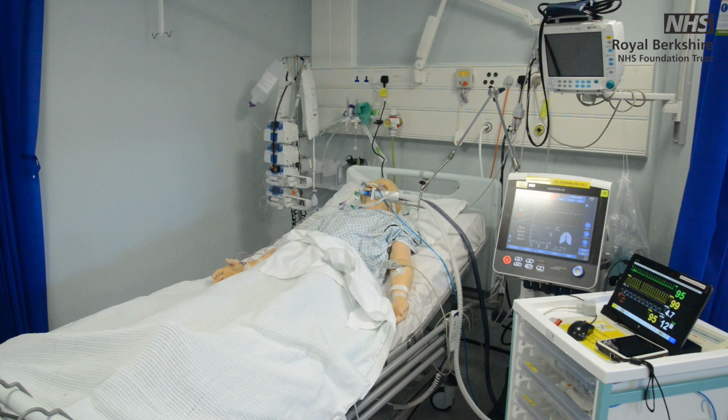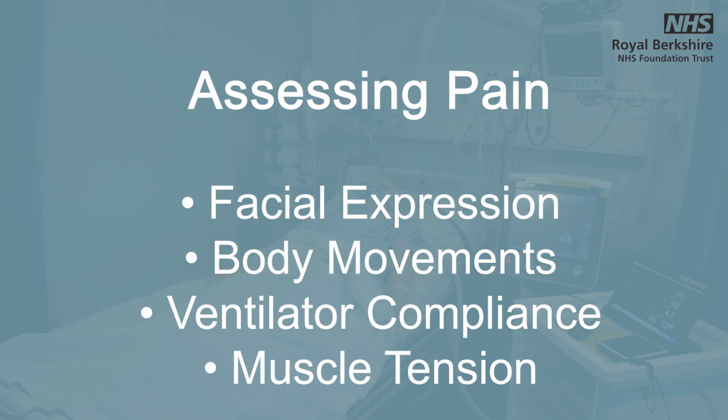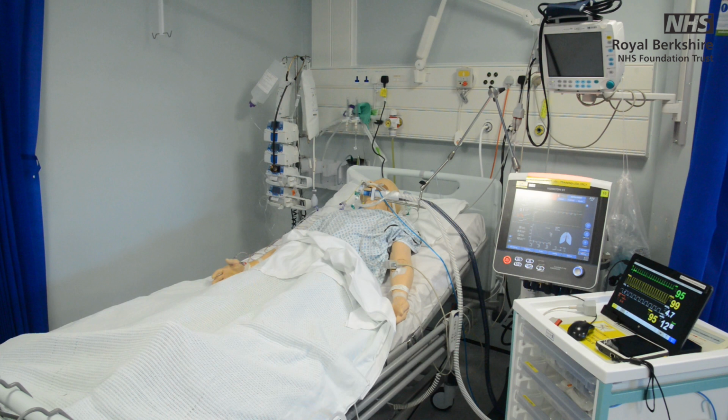A critical care pain observation tool may be used to assess pain. This is based on 4 domains: facial expression, body movements, ventilator compliance, muscle tension. If pain is suspected, appropriate analgesia should be used. Although most ventilated patients will already be receiving a sedative and analgesic agent, these can possibly be increased or bolused if appropriate. A reassessment of pain should then be made.